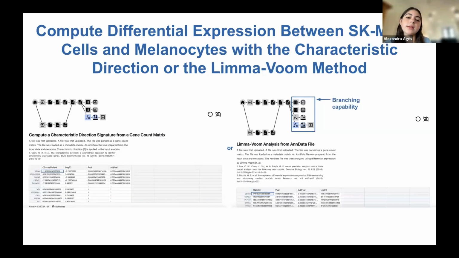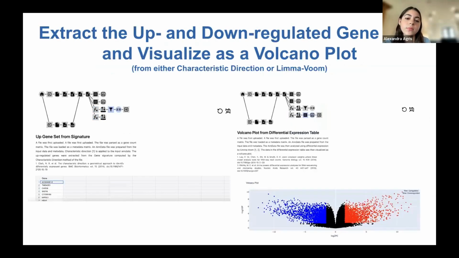The next step is to compute differential expression between the SKMEL28 cells and melanocytes. This can be achieved by either the characteristic direction or Limma-Voom methods. Here you can begin to see the branching capability of the Playbook, where many routes of analysis can be created in one workflow. Next, the up or down regulated gene sets can be extracted and then visualized as a volcano plot using either differential expression method.